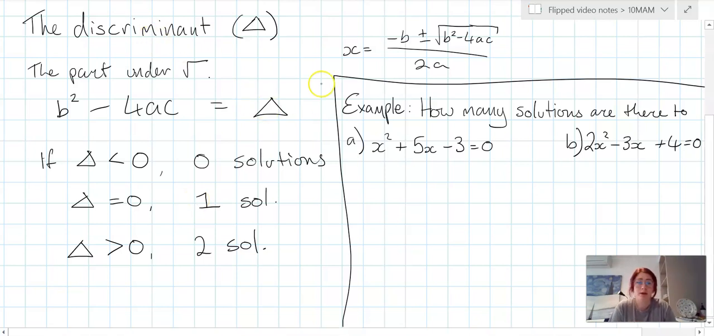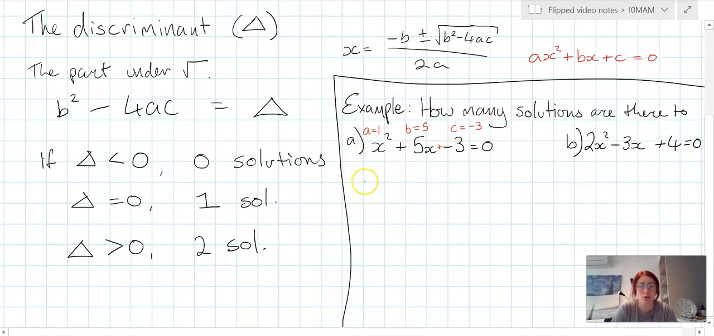So our first one is x squared plus 5x minus 3. So we know a is 1, b is 5, and c is negative 3, because this negative belongs to the 3, because remember our form ax squared plus bx plus c. So if it's plus c here, it's plus negative 3.